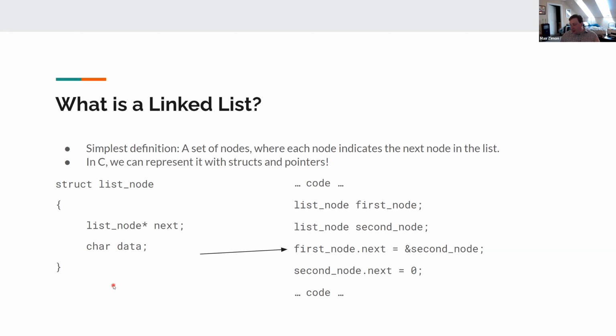Okay, so we've got our first node here, first node.next equals, here's that ampersand, that's our address operator. It equals the address of the second node. And the second node.next equals 0. As I mentioned before, 0 is a special address. 0 is simply the null pointer address. There's nothing at memory location 0. Memory location 0 never exists.